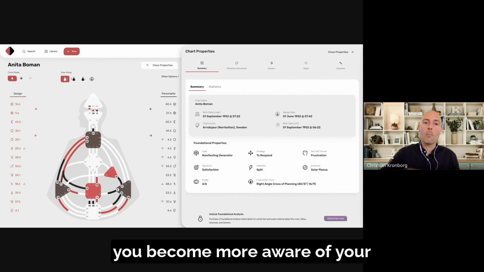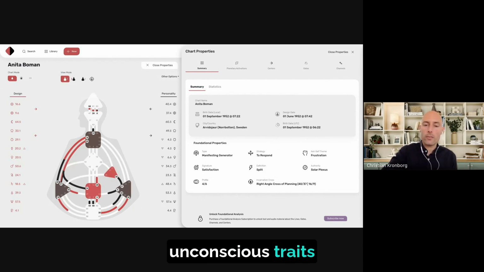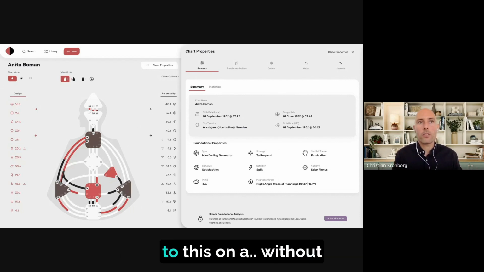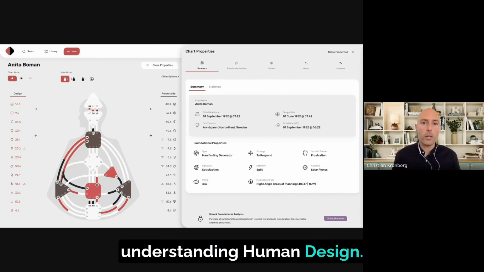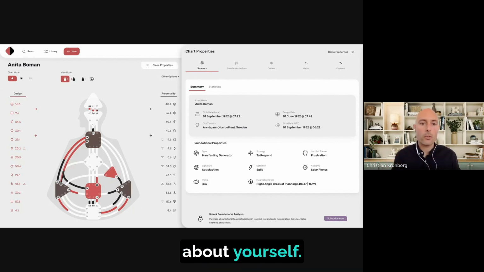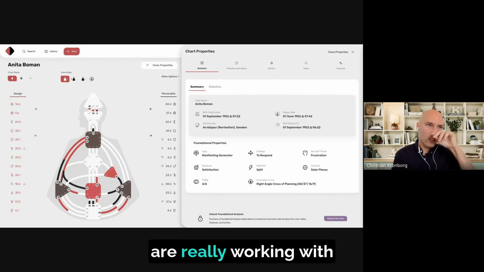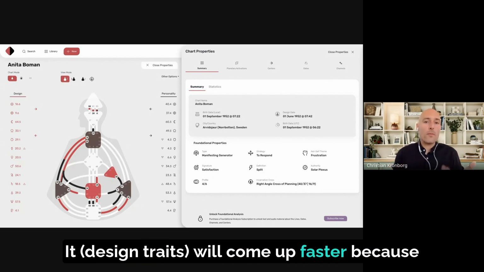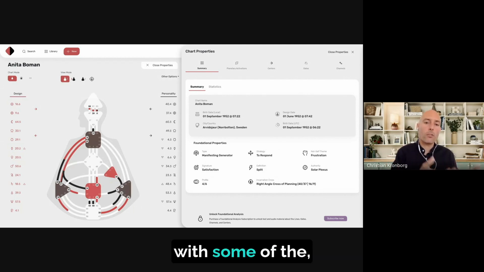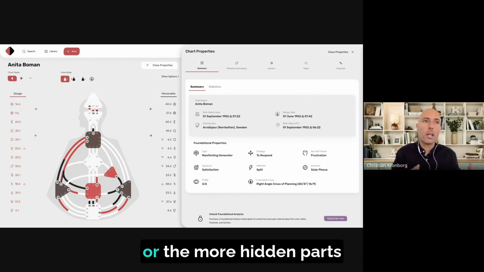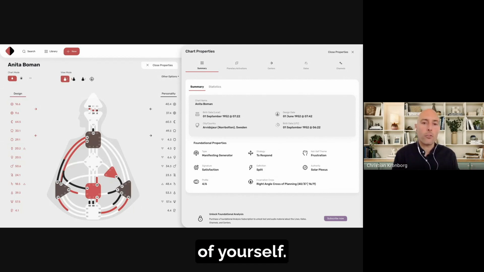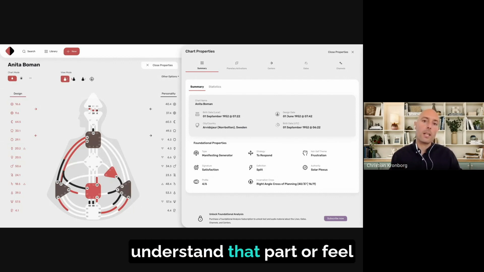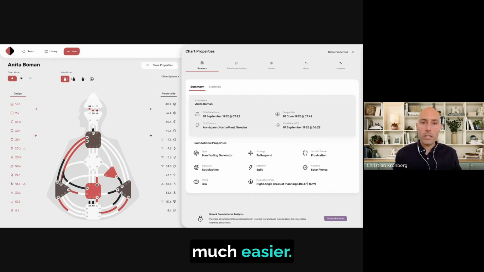And over time, you become more aware of your unconscious traits. As you get older, you discover more of yourself and who you are. A lot of people can relate to this without understanding human design. The older you get, the more you understand about yourself. But for people that are really working with spirituality, working with themselves, and healing themselves, it will come up faster, because you will start working with, let's call it, the shadow side, or the more hidden parts of yourself. People that have worked a lot with themselves have a tendency to understand or feel that part of themselves much easier.